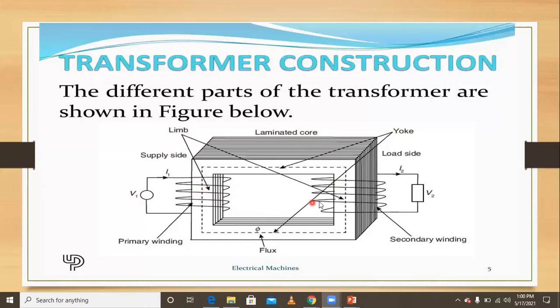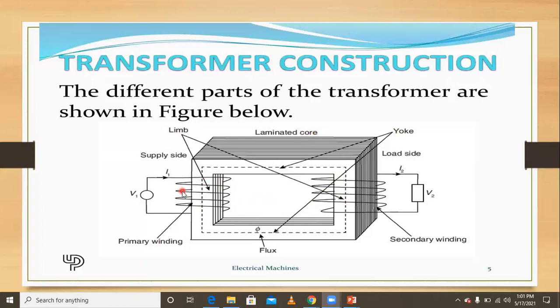And this is called the winding. The winding of the transformer is generally called copper winding. Generally, the transformer winding is designed by using copper.